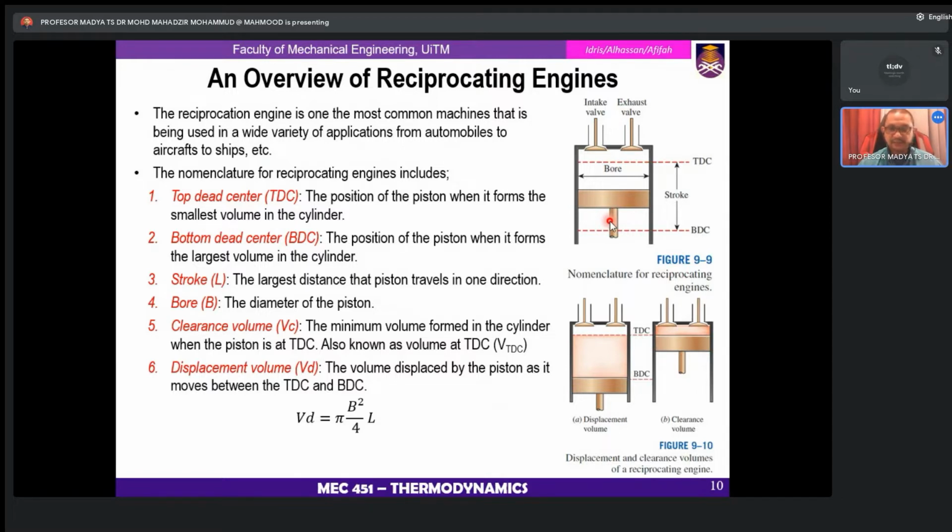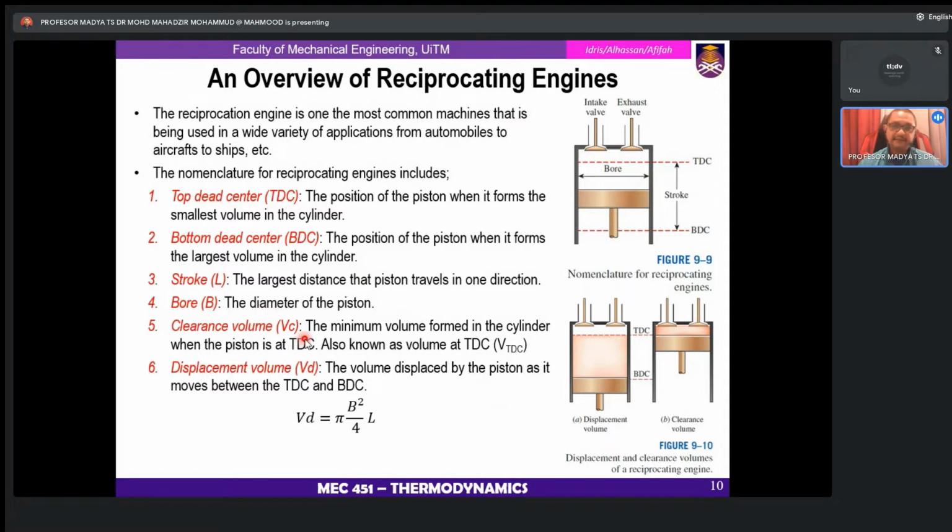Number 3 is stroke. Stroke is the largest distance the piston travels in one direction. That means when the piston travels from TDC to BDC, this range we call the stroke. Number 4 is bore, or B, the diameter of the piston. So bore is the diameter of the piston when you look from above.